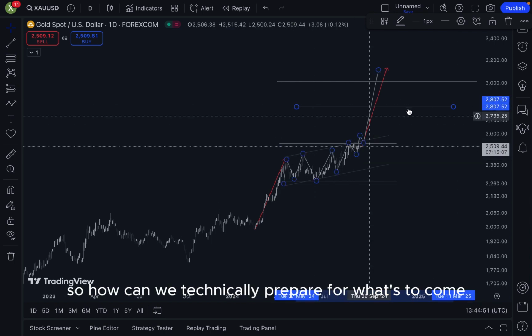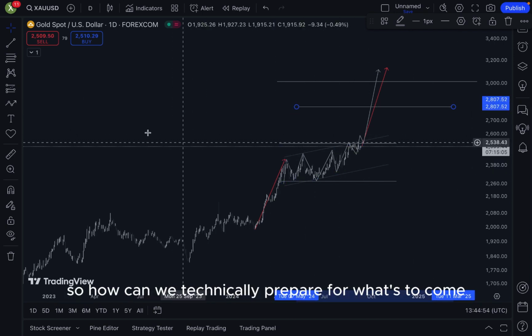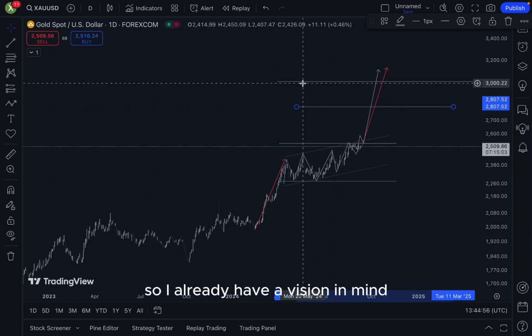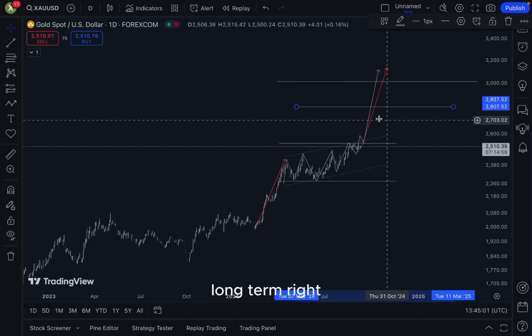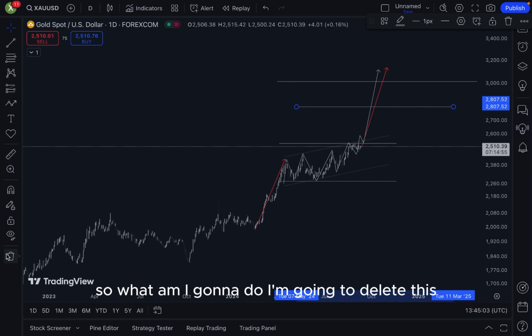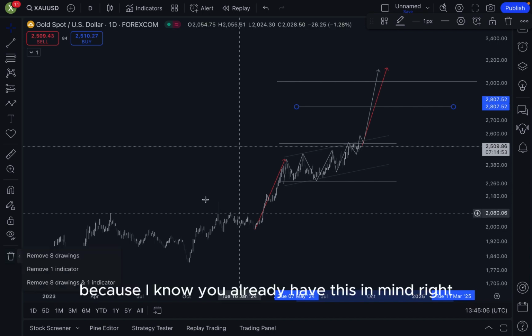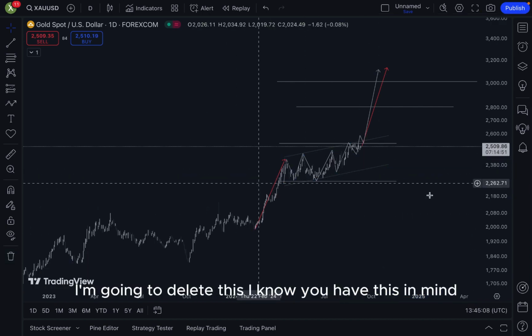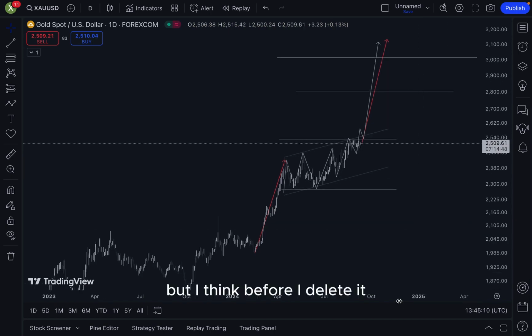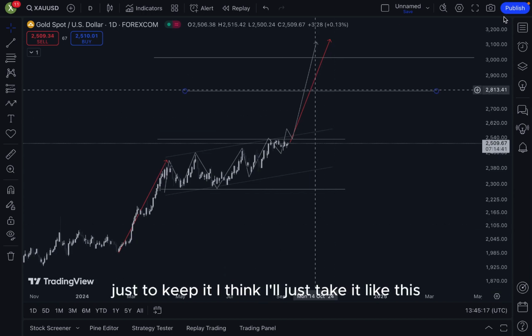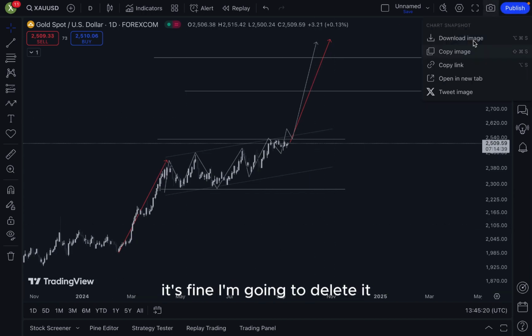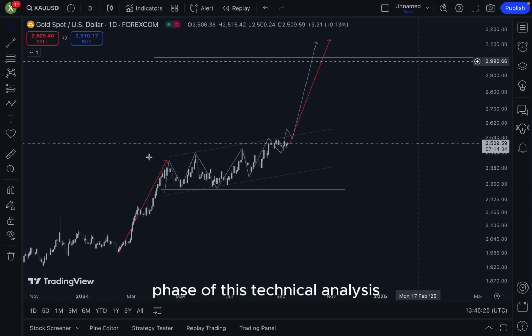So how can we technically prepare for what's to come? I already have a vision in mind. I know that we are going to be bullish overall long term, right? So what am I going to do? I'm going to delete this because I know you already have this in mind. Before I delete it, let me just make it a bit more beautiful and take a screenshot just to keep it. I think I'll just take it like this. It's fine. I'm going to delete it, and then we move on to the next phase of this technical analysis.